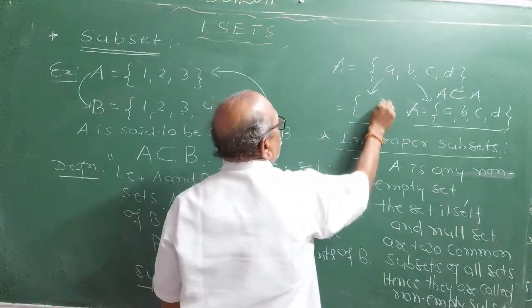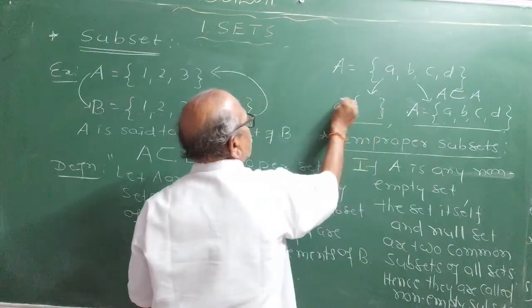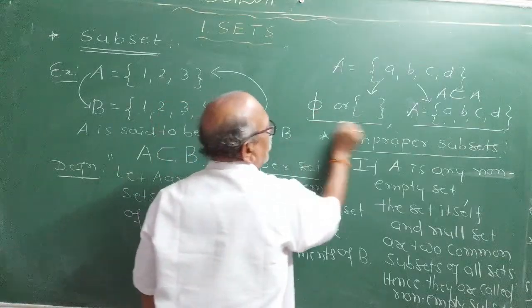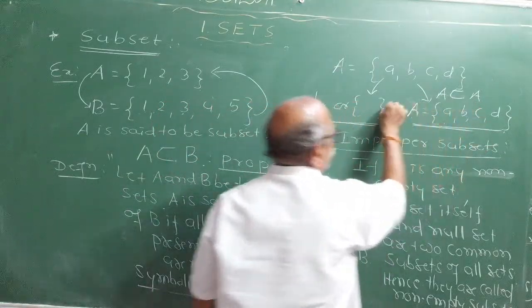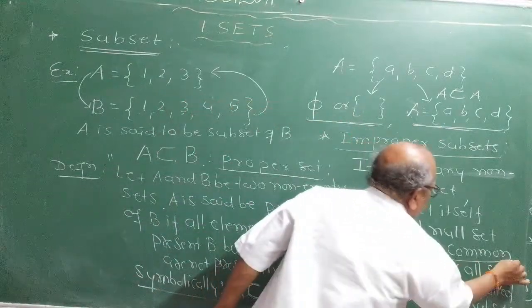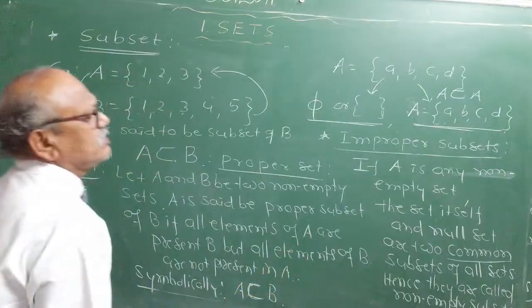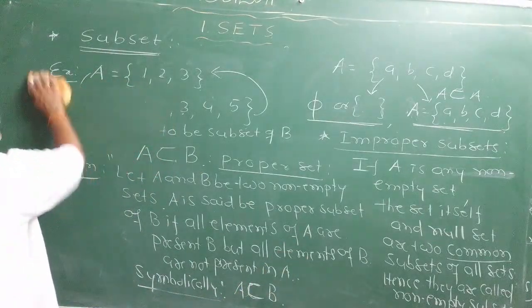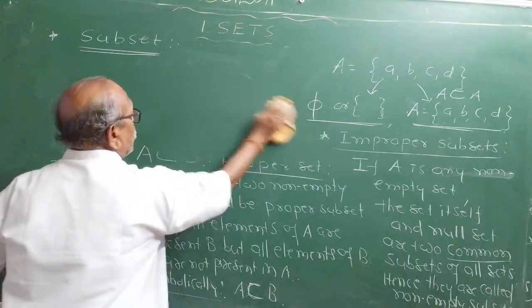Every element consists of null set. Null set as one of the subsets. Therefore, null set and set itself are two subsets of every set. They are common subsets of every set. Therefore, they are called improper subsets. Clear to you? Okay. I'll give an important note.